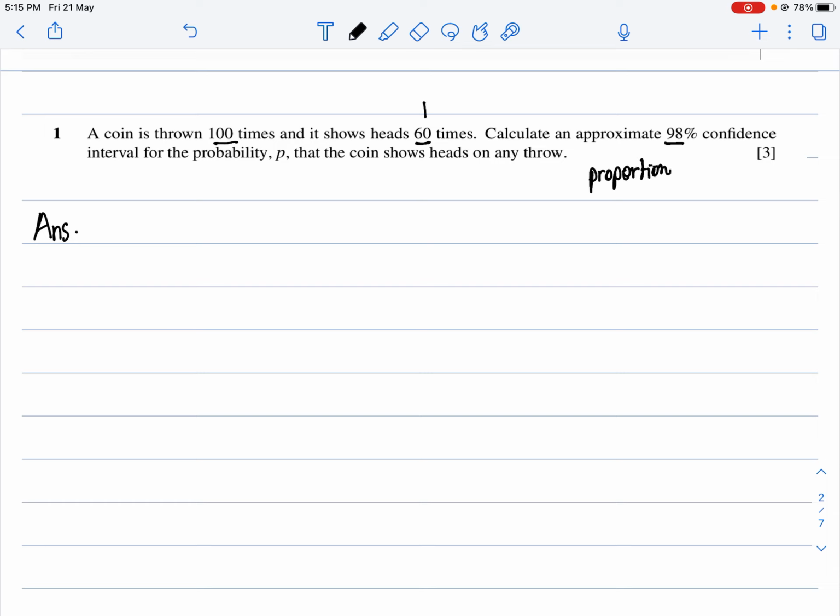You are seeing the probability of success, where you get 60 over 100. So you need to say that the mean equals the probability of success, and your variance equals PQ by N. This is what you need to know, because this is the population proportion, where Q is the probability of failure, which can be written as 1 minus P. So let's calculate P first.